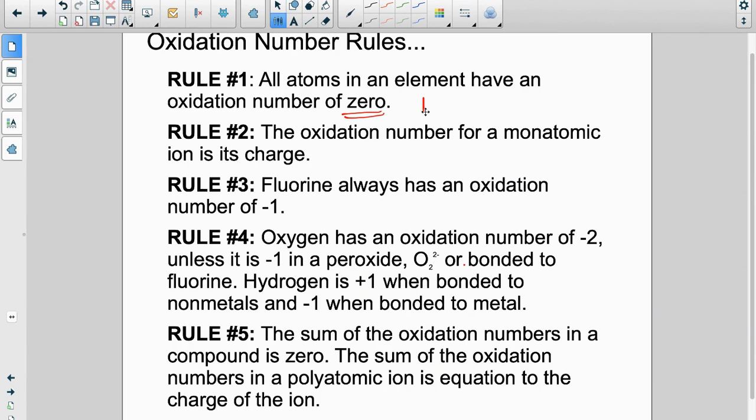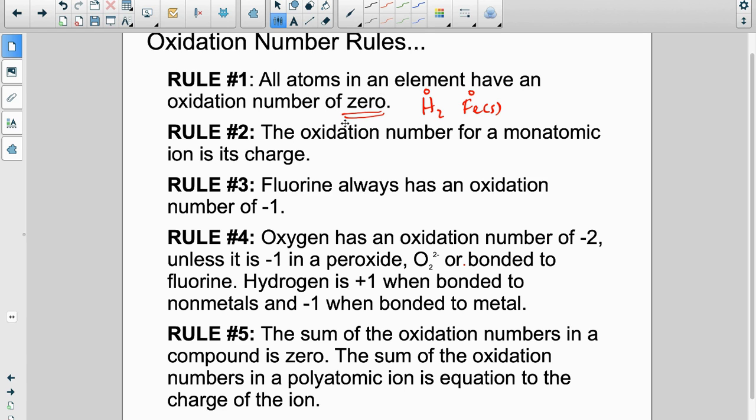So any element, whether it be diatomic like hydrogen, each atom in the hydrogen element is 0 for the oxidation number. If we have iron solid, the oxidation number is 0. So all elements will have an oxidation number of 0.